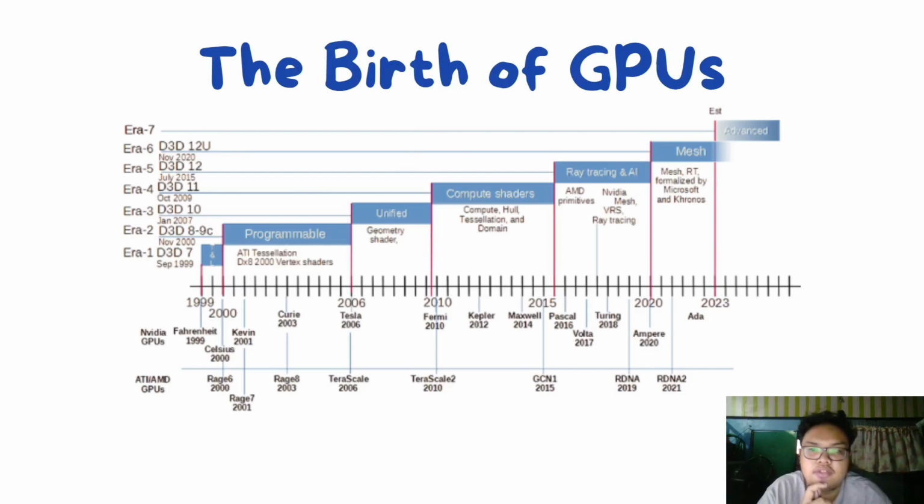NVIDIA's release of the GeForce 256 in 1999 was a game changer. It was marketed as the world's first GPU, introducing hardware transformation and lighting. Suddenly, games like Quake 3 Arena became more immersive, with smoother graphics and realistic lighting effects. Imagine playing a pixelated arcade game versus exploring a beautifully rendered 3D world. The leap in technology was transformative, setting the stage for the GPUs we rely on today.